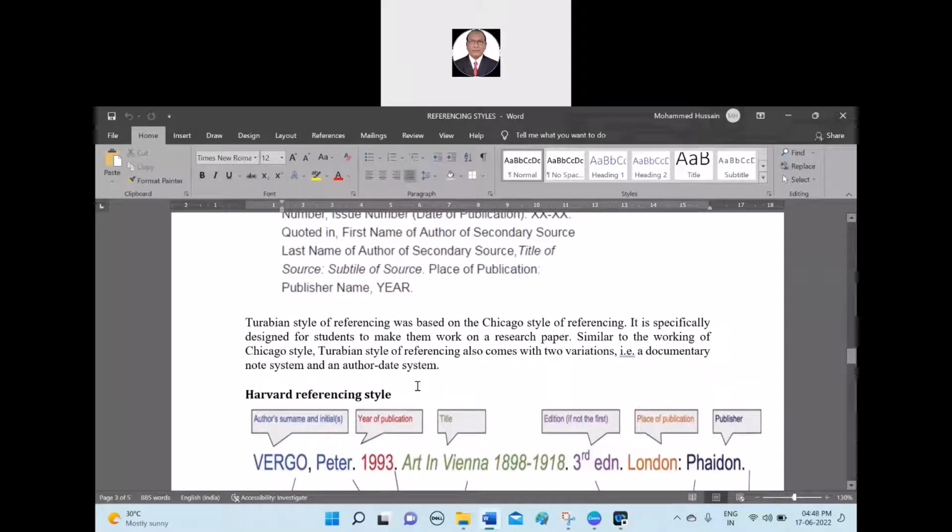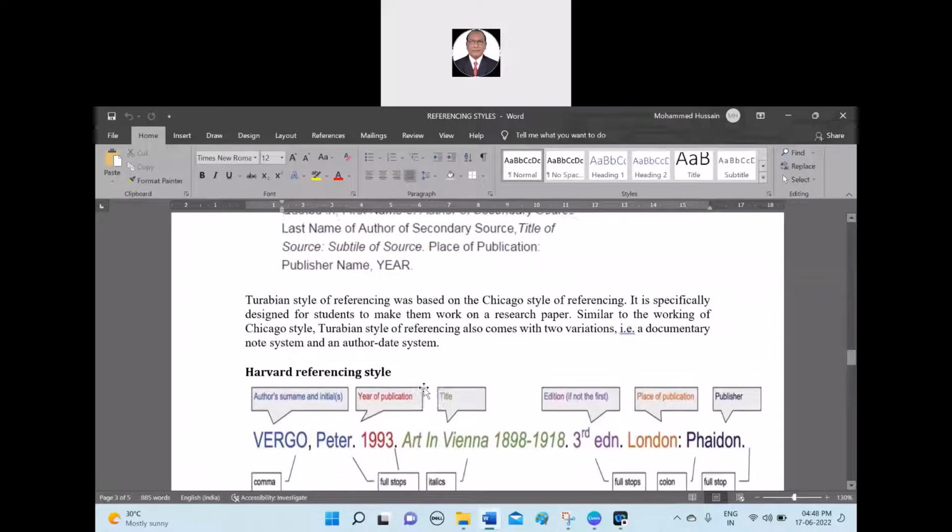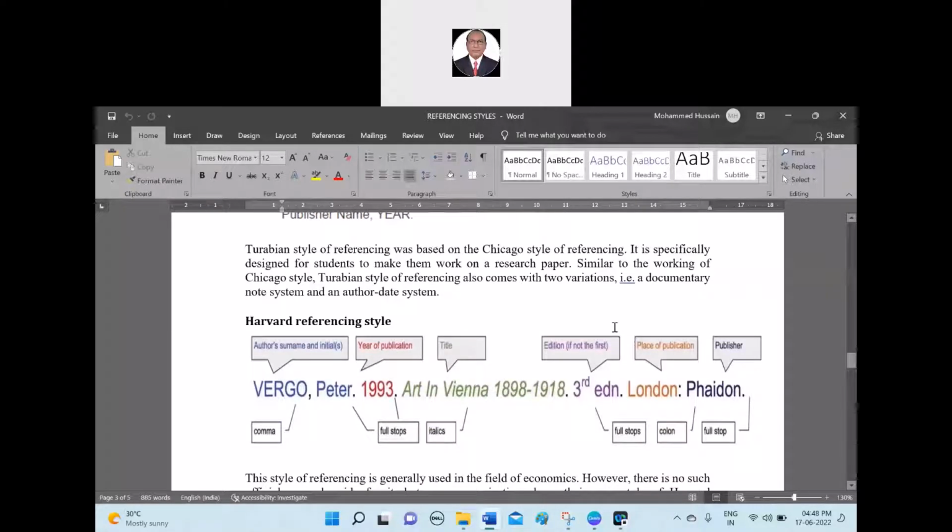The Turabian style of referencing was based on the Chicago style of referencing. It is specifically designed for students to make them work on research papers similar to the working of the Chicago style. The Turabian style of referencing also comes with two variations, the documentary note system and the other system. Now, generally we will follow the Turabian style.